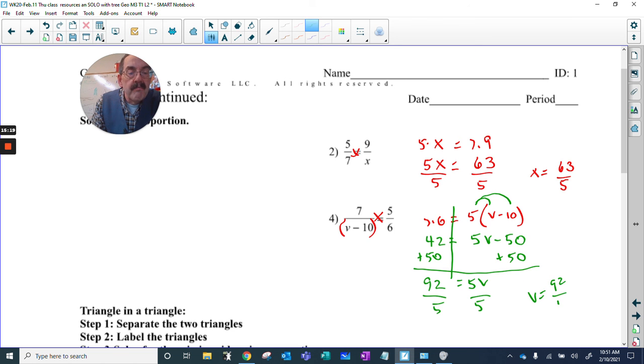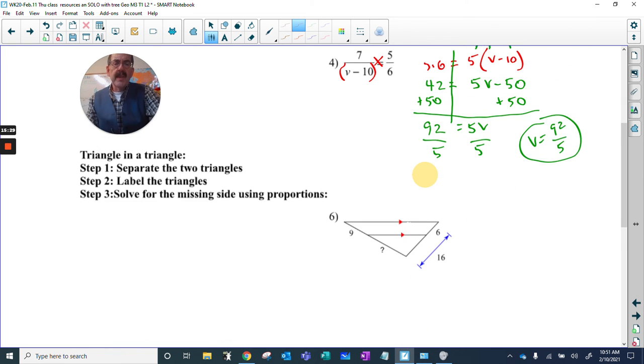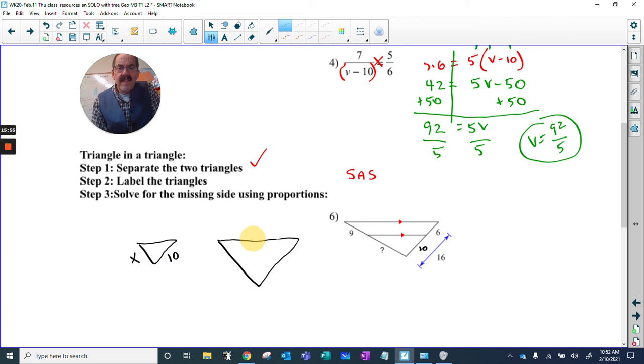Now, what if we have triangles? On these triangles in a triangle, the idea is side, angle, side. Let's separate the two. The first one is going to be right here, this little guy, and we have an X. And if the whole thing is 16, this must be a 10. Then we have a big triangle, and this whole thing is 9 plus X, and this whole thing is 16. Now I need you to recognize this to this, so x goes to 9 plus x, and the 10 goes to the 16. Triangle in a triangle. Side, angle, side.